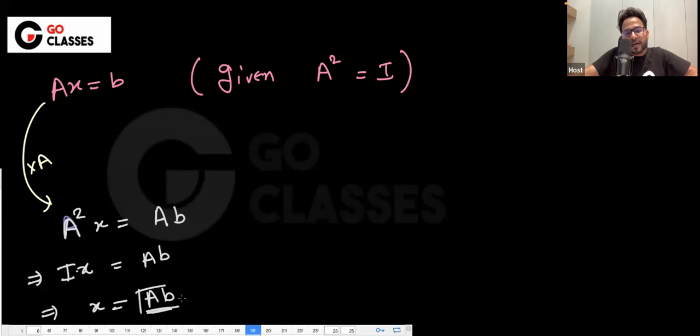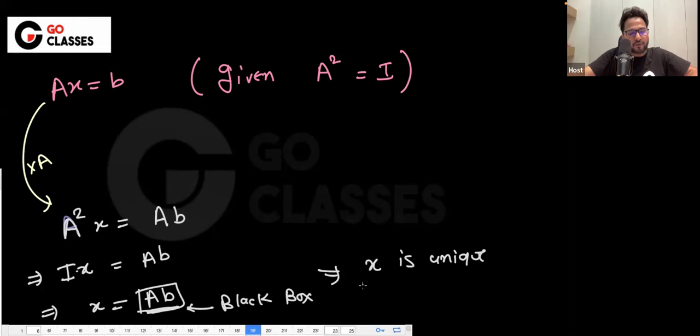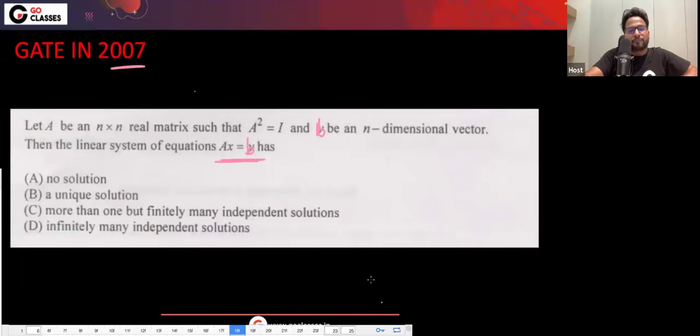So whatever this black box is doesn't matter. Let me just write it as a black box. You can say that x is unique. x is the solution we are looking for, and x is unique. So you can say that B is the correct answer here.